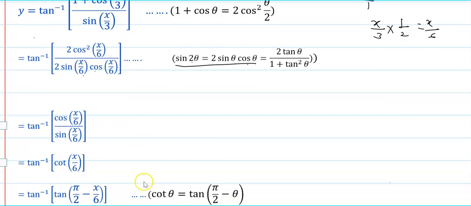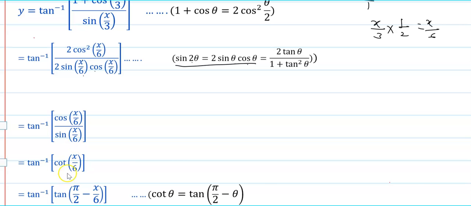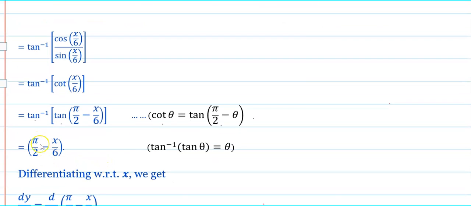Okay. Now the next. Here we have 2 cos square x by 6 upon 2 sin of x by 6 into cos of x by 6. 2 will get cancelled, one cos will get cancelled, and you will get cos of x by 6 upon sin of x by 6. Cos upon sin gives cot. Again, we will convert this cot in terms of tan. Cot theta is equal to tan of pi by 2 minus theta. Tan inverse of tan of pi by 2 minus x by 6 gives pi by 2 minus x by 6. And hence here, y is equal to pi by 2 minus x by 6.